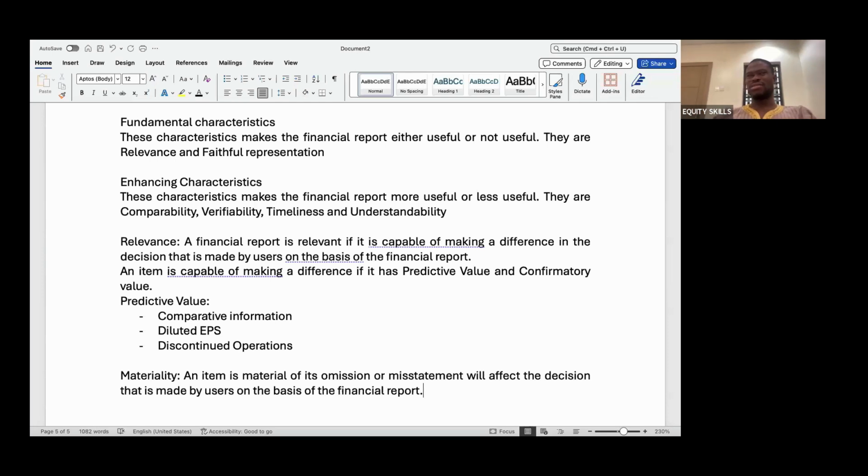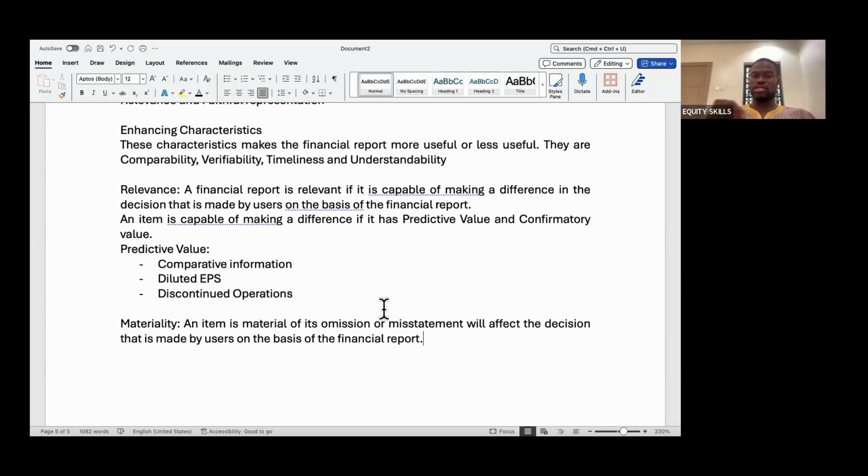So there are some items in the accounts that whether you omit or misstate them, it does not affect the relevance of the report. But there are some other items that if you misstate them, everything is gone. So there is no way we can talk about relevance without mentioning materiality. It is strongly correlated with relevance. That's why I'm mentioning it under relevance.